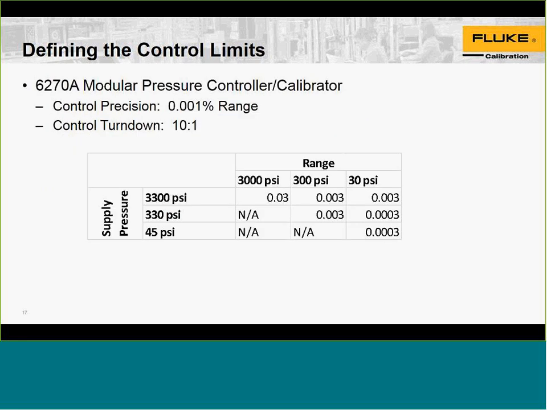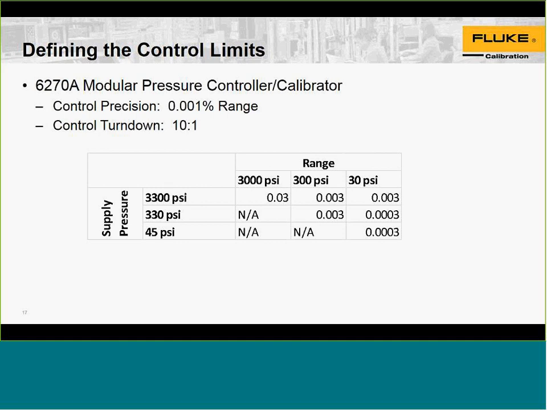The pressure controller, the 6270A, has the potential for many different ranges installed, and it is proportional to the supply pressure to the instrument. The precision is 0.001% of range with a 2-to-1 turn down. So if I have 3,000 psi installed with a supply pressure of 3,300 psi, that gives it 0.001% of the range down to 10%, or a 10-to-1. So any pressure range below 300 psi, which is the threshold, assumes that same floor of control precision.